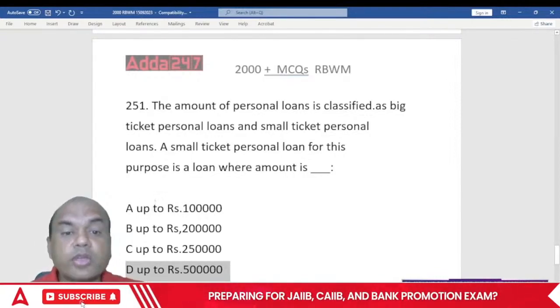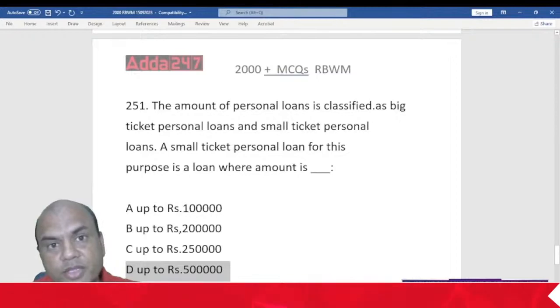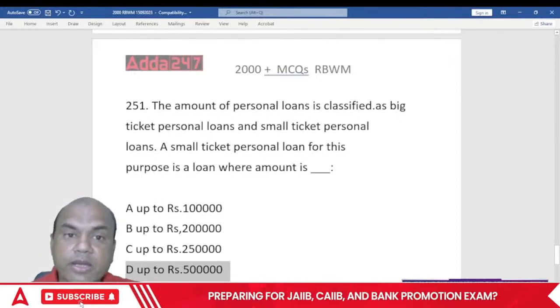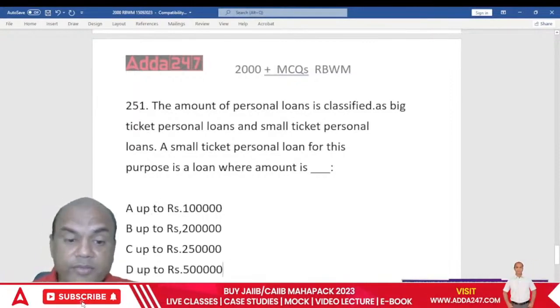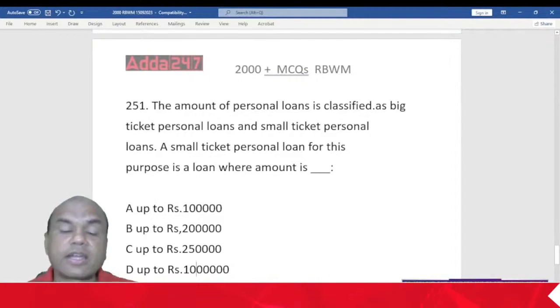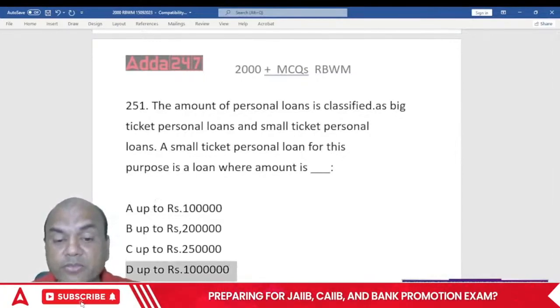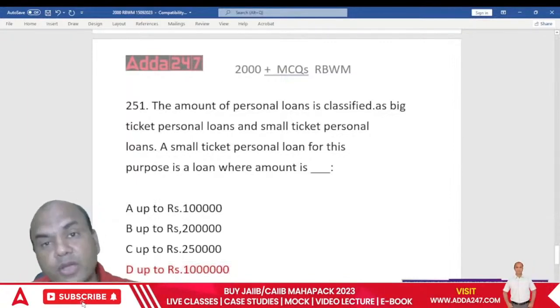Okay. So in the exam, if they give you the figures of 10,000, 20,000, 25,000, 50,000, mark 50,000. If they give you any figure up to 10 lakhs, you can mark up to 10 lakhs also. 10 lakhs is also the right answer. So STPL is up to 10 lakhs. Maximum STPL can be given up to 10 lakhs.